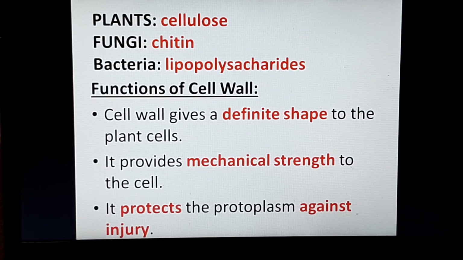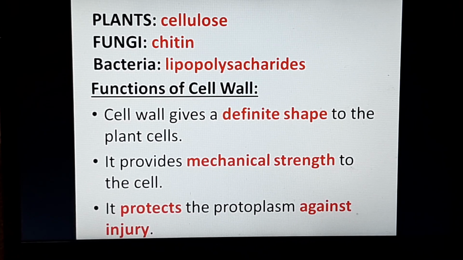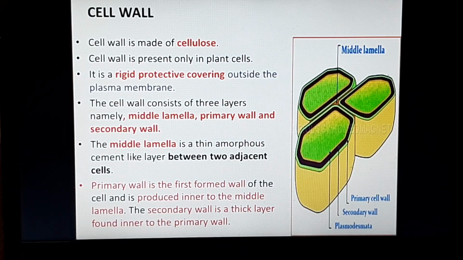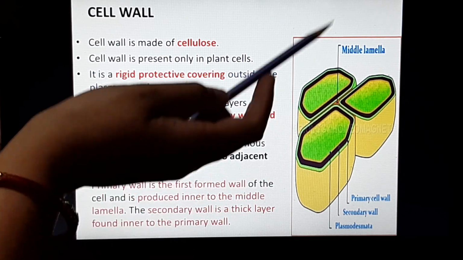First of all, you have to remember that the cell wall is present in plants, fungi and bacteria. In plants, it is made up of cellulose. In fungi, it is made up of chitin. In bacteria, it is made up of lipopolysaccharide. The next thing to remember is that the cell wall mainly consists of three layers: middle lamella, primary wall and the secondary wall. The primary wall is first formed around the middle lamella and then the secondary wall is formed. So the innermost is the middle lamella, then the primary cell wall and then the secondary cell wall.